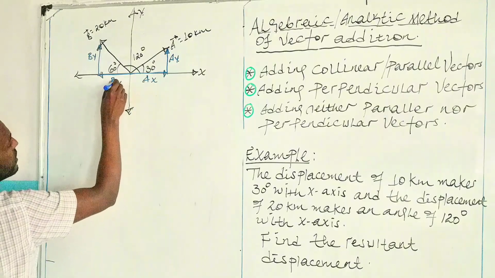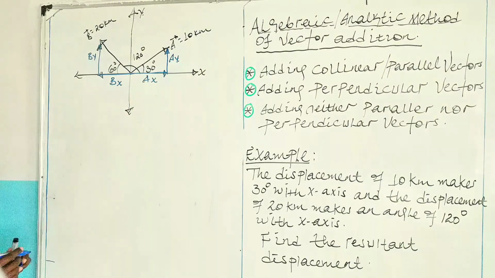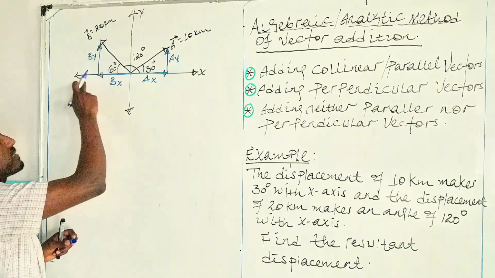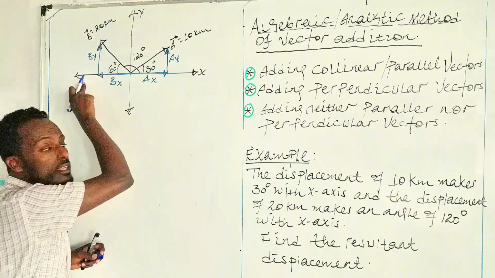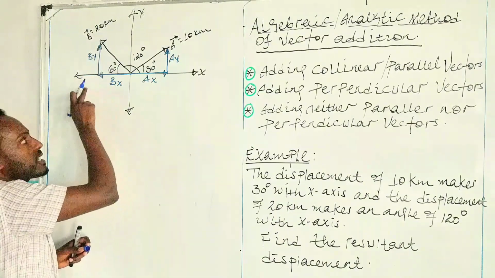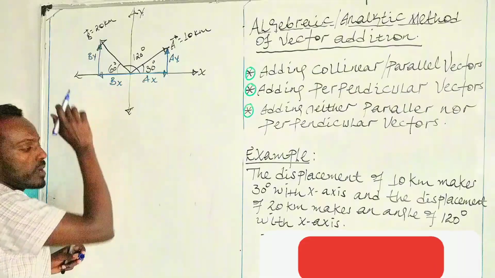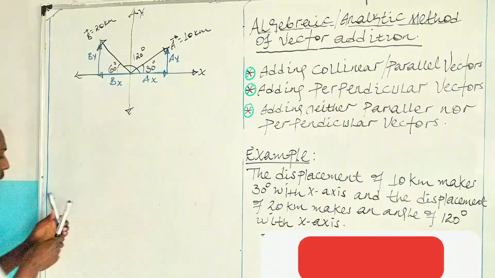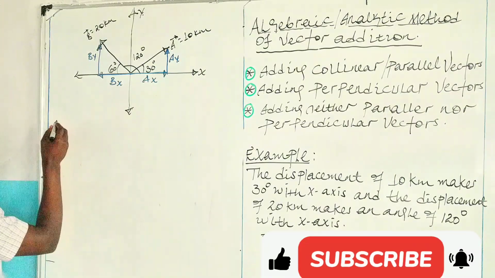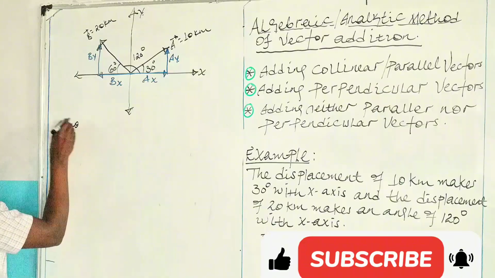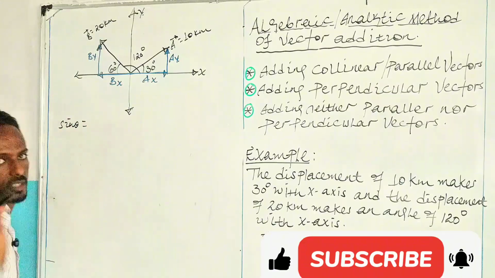So now BX is acting in the direction of what? Negative X axis. So if it acts along negative X, we have to put a minus at the end. So by using trigonometry, you know, sin theta is equal to, so let me resolve vector A.